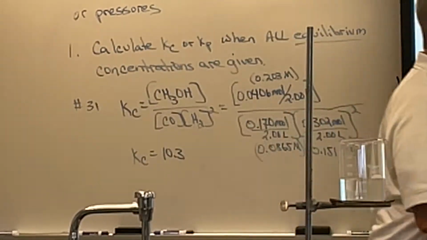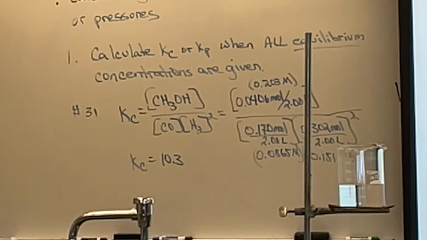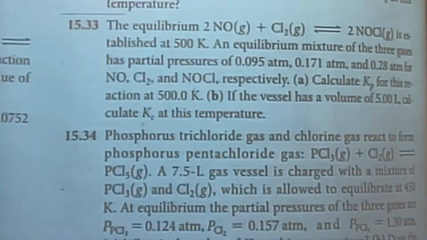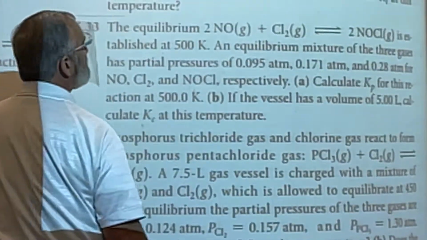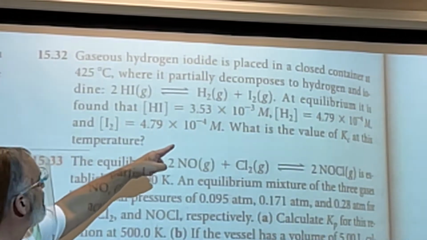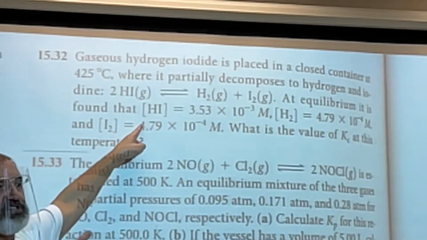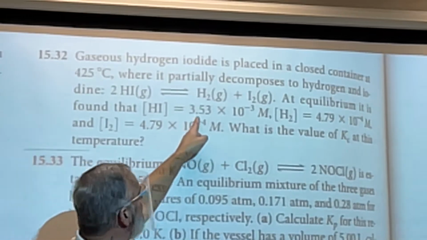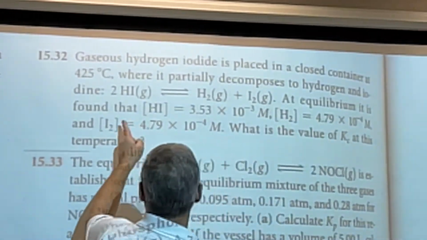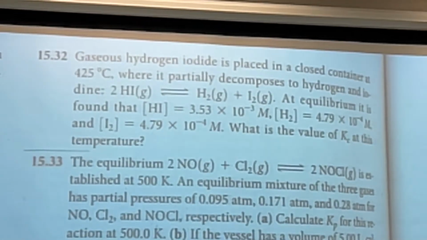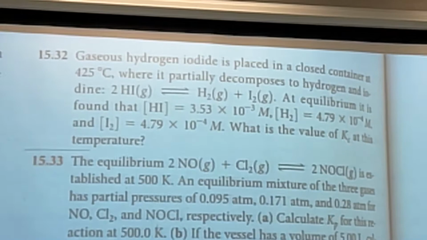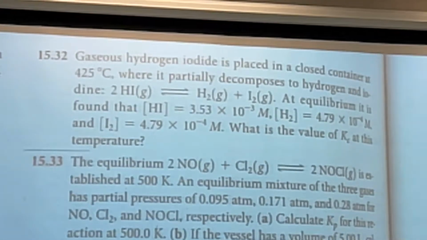I mean, we're not going to do it, but if we look at number 32, it says gaseous hydrogen iodide is placed in a closed container where it partially decomposes. At equilibrium, it is found. So again, they're giving you the equilibrium concentrations. HI is this molar, H2 is that molar, I2 is this molar. You just plug it into your equilibrium expression, and you get the value of Kc. All right? Super simple. Probably not going to get one like that.